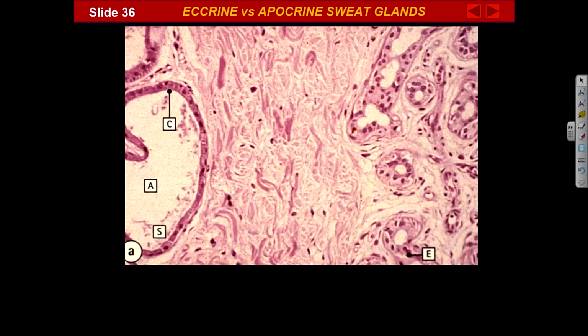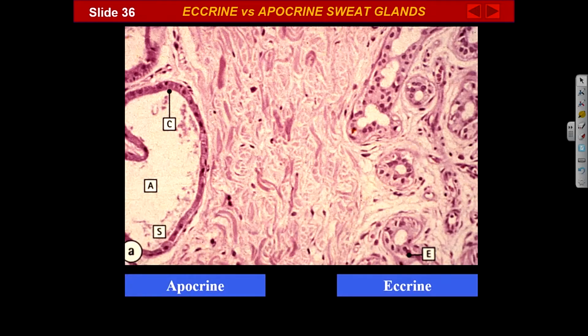Okay, and here's a direct comparison of eccrine and apocrine sweat glands. Remember, the apocrine, which opens into axillary regions, has a very wide lumen. The eccrine, which is all over the body, has a much narrower lumen of the secretory portion. So there's a direct comparison side by side of eccrine and apocrine. Okay?